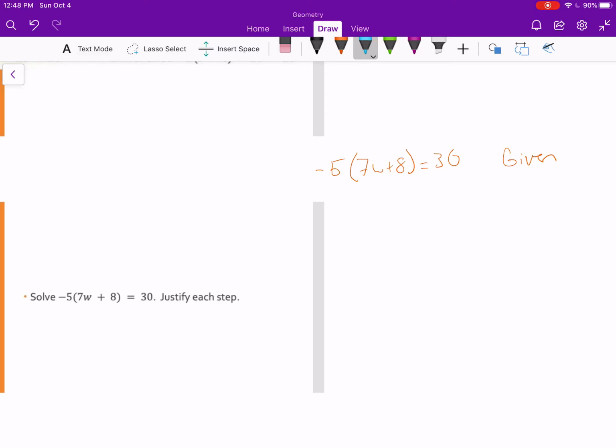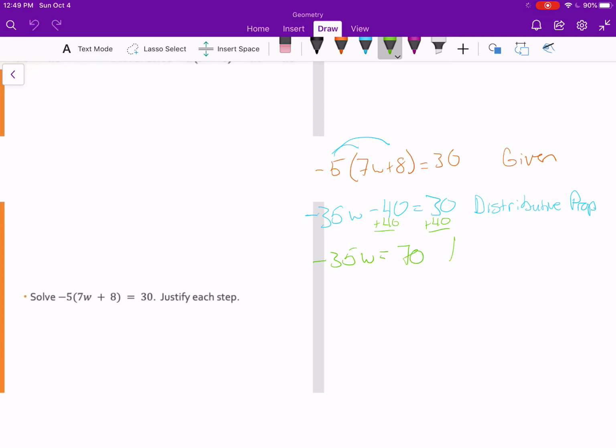So the next thing I want to do is I want to distribute. So I'm going to say negative 35w minus 40 equals 30. And I'm going to justify that by saying the distributive property. Then, to solve that, I'm going to add 40 to both sides to say that negative 35w is equal to 70.